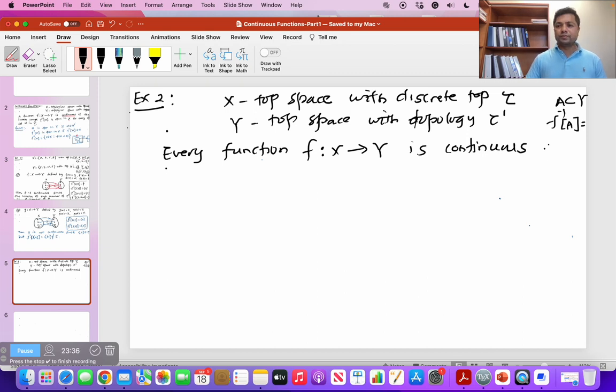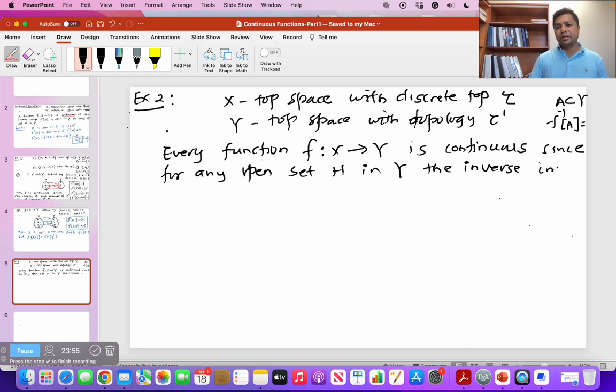It's continuous since for any open set H in Y, the inverse image f inverse H is an open subset of X.